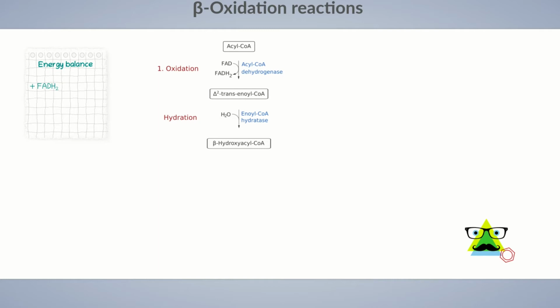Now, in the third step, the fatty acid is further oxidized. The hydroxyl group at the beta carbon atom is converted into a keto group. The result is the formation of beta-ketoacyl-CoA. In this oxidation reaction, again, 2 electrons and 2 protons are removed from the fatty acid, which are now transferred to NAD+. In the process, the reducing equivalent NADH and H+ forms, which will also add to our energy balance.